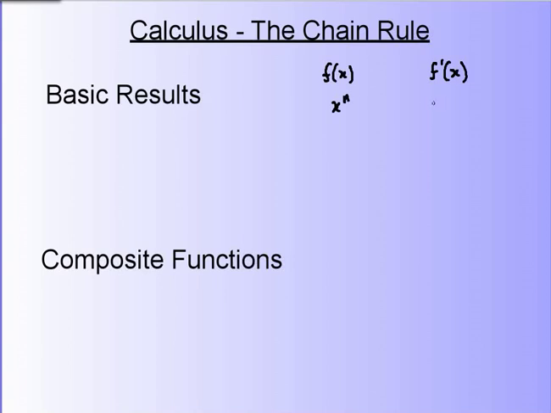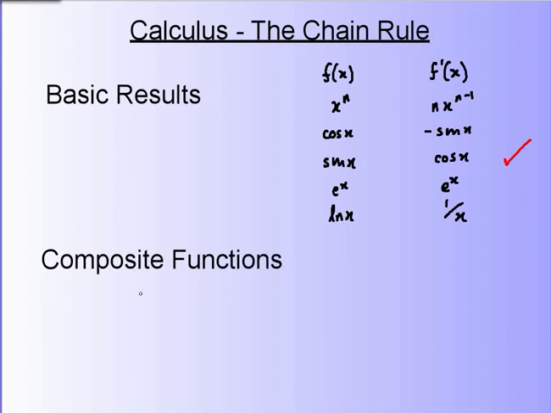You must be able to differentiate all these things before you can start the chain rule. x to the power n differentiates to n x to the n minus 1. Cosine of x differentiates to minus sine of x. Sine of x becomes cosine of x. Exponential e to the x becomes e to the x, nice easy one. And natural logarithm, log x, one to remember, differentiates to 1 over x. So basic results, which is part of the battle.